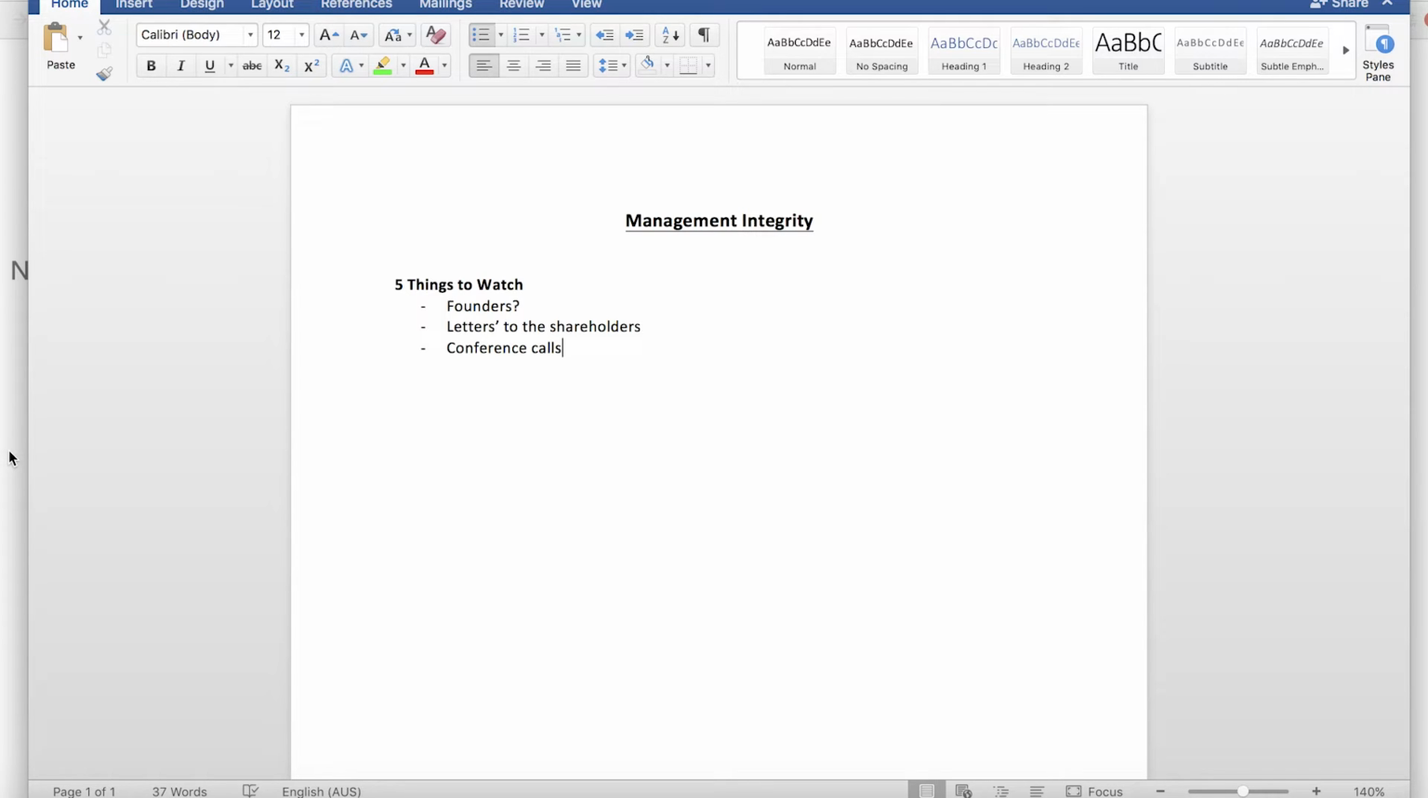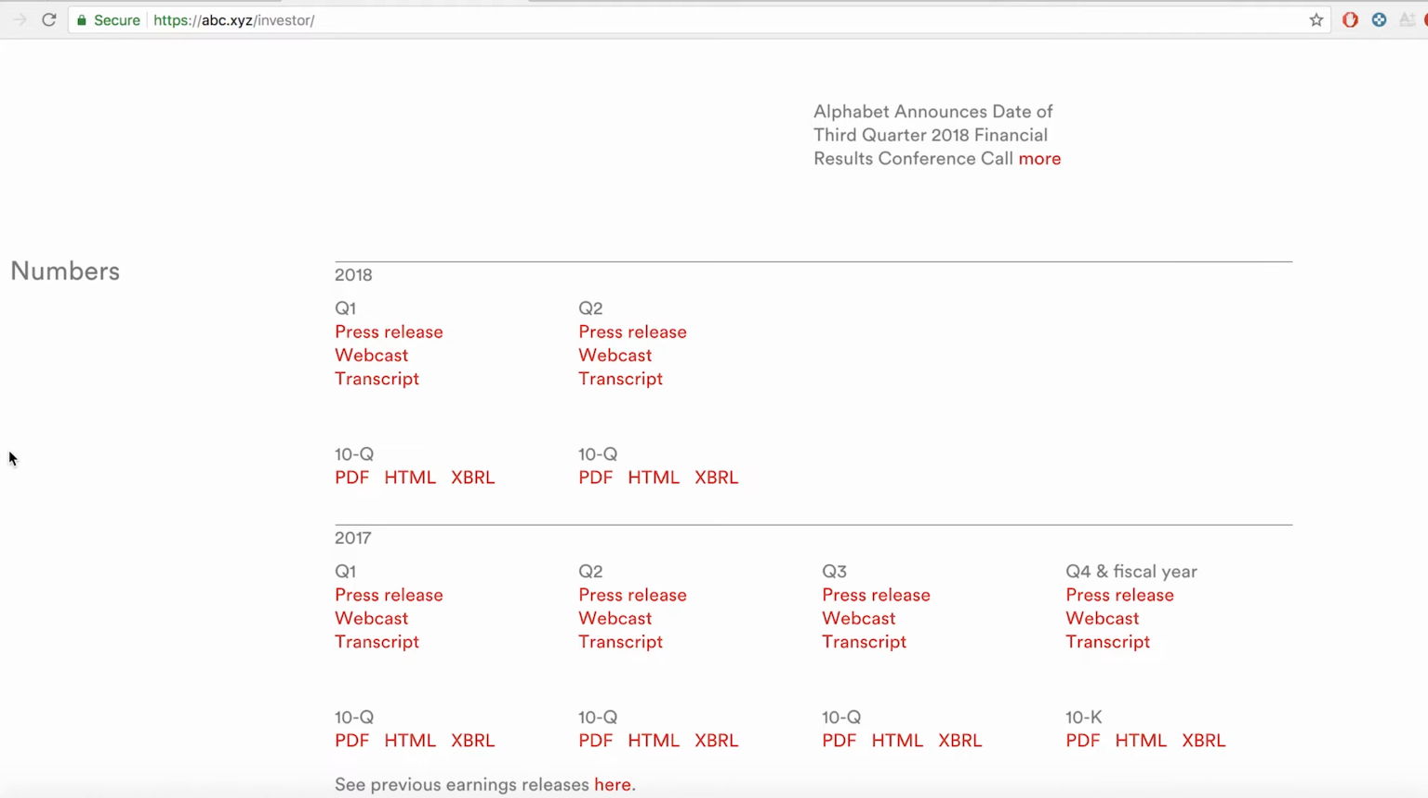Now, again, same as the letters to the shareholders at the end of the year, and actually often at the end of each quarter for a company, when they announce their earnings, they will also have what's called a conference call, where basically the CEO or the CFO will talk about the results for the quarter or the year, and then they'll usually take questions from shareholders.